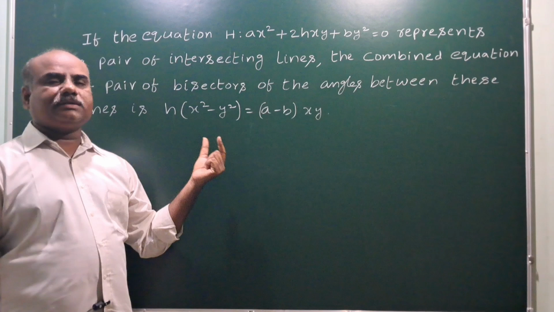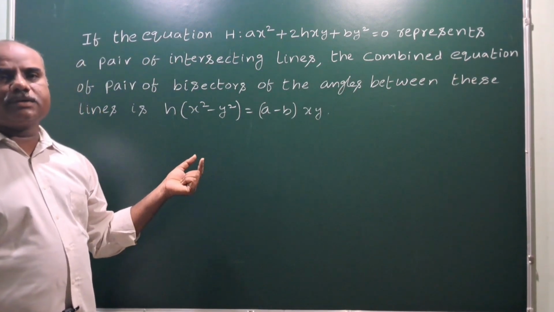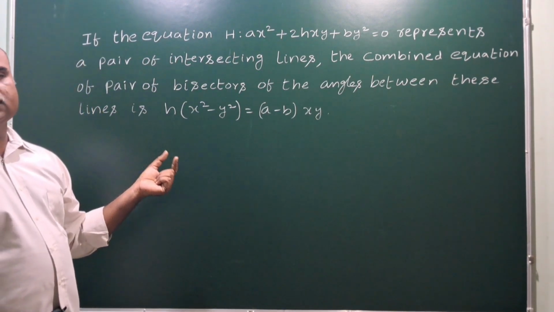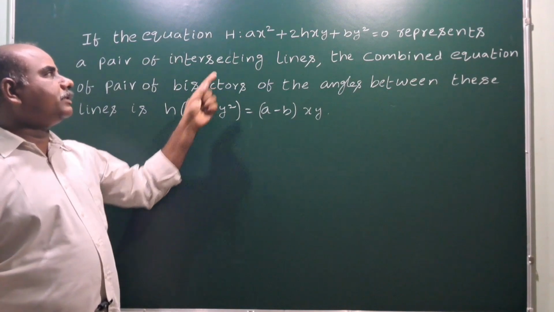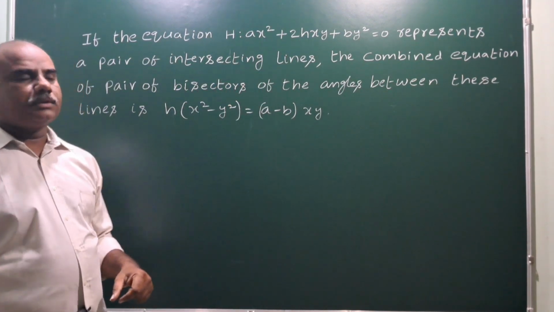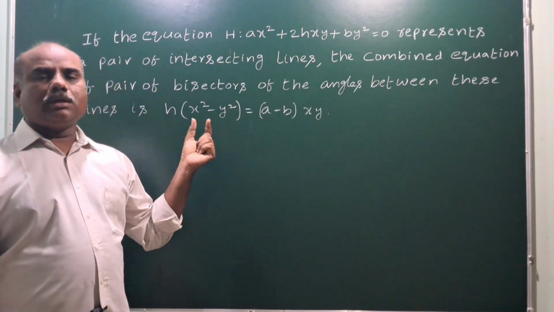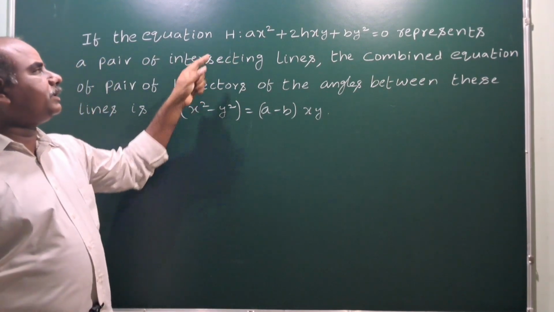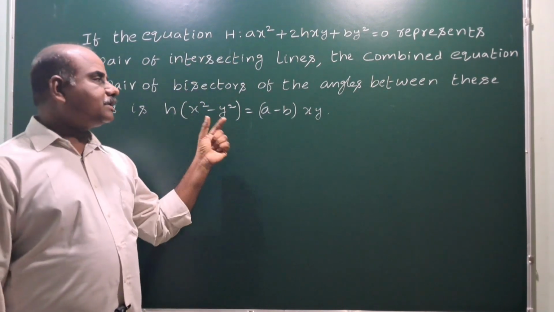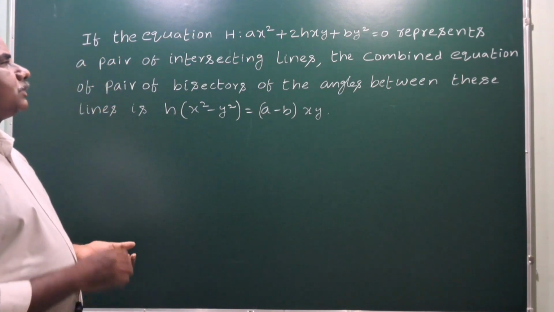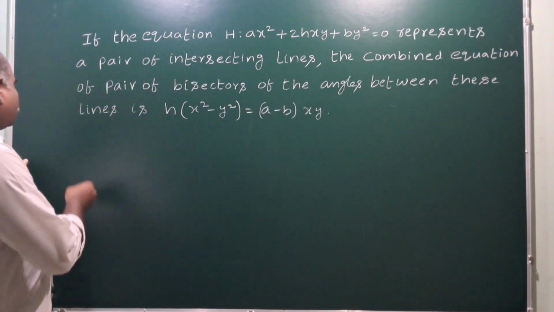Simply this equation is the combined equation of angular bisectors of the straight lines represented by h is equal to 0. Okay, so it is the combined equation of angular bisectors of the straight lines represented by h is equal to 0. So that is what we have to prove in this theorem. So let us see the proof.